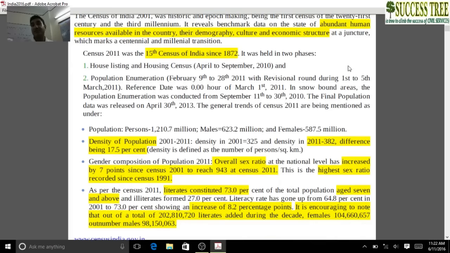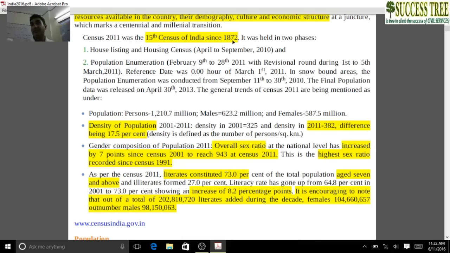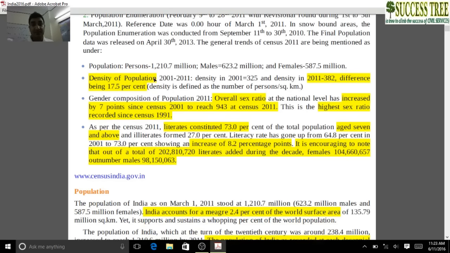This is the 15th census of India since 1872. You should know in which governor general's time the census happened. Which governor general's time did the first census of India in 1872 happen? Go through that, whether Lytton, Ripon or Mayo.